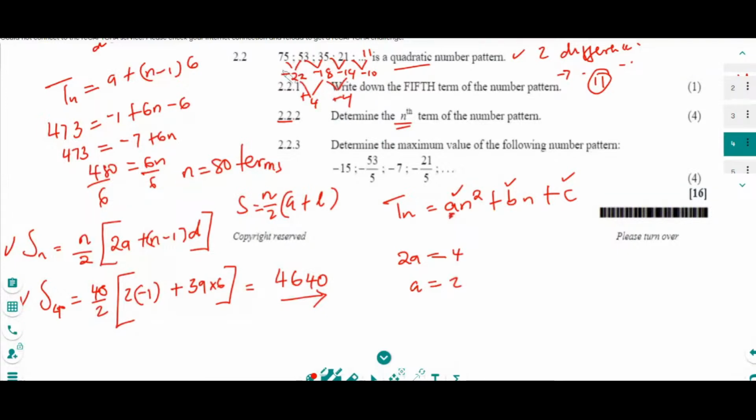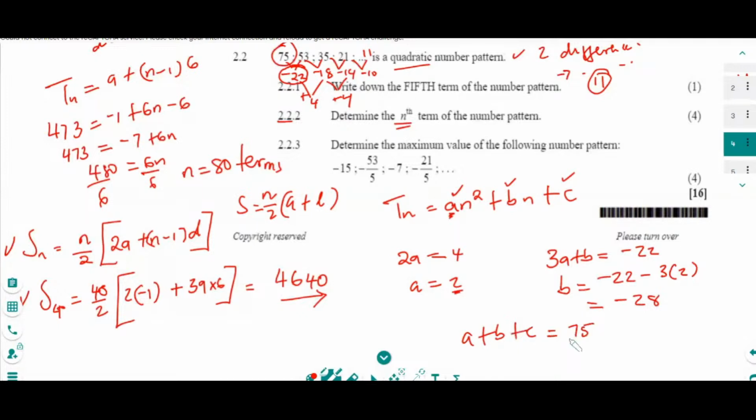Then I will use this -22 with 3a plus b. It should be equal to -22. But our a is a 2. I'll substitute a with a 2, which means b is going to be -22 minus 3 times 2. That gives me -28. And then I'll use my first term. So a plus b plus c must give us a 75. I'll replace my a with 2, my b with a -28. So that is 2 minus 28 plus c gives me 75.